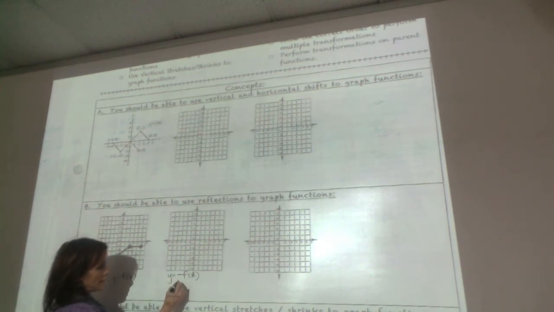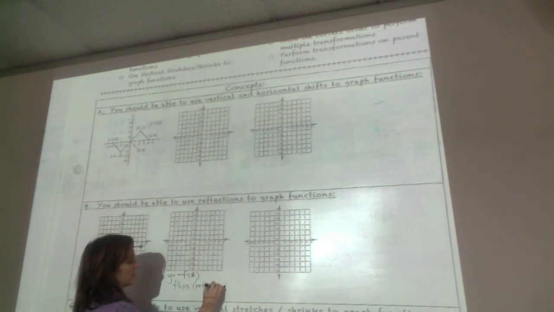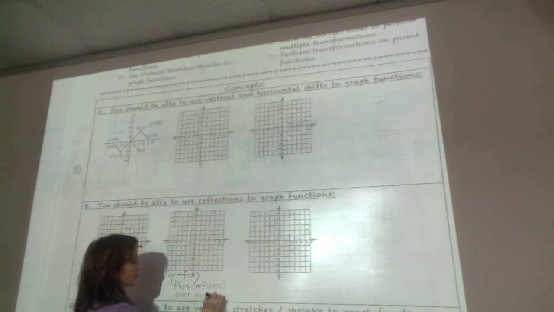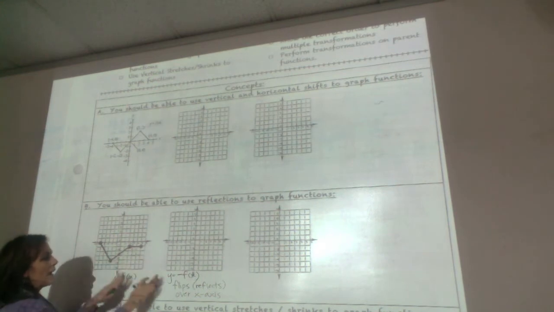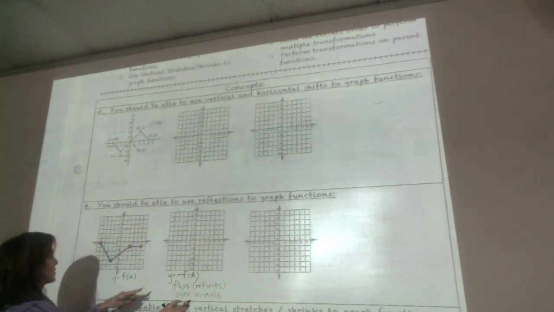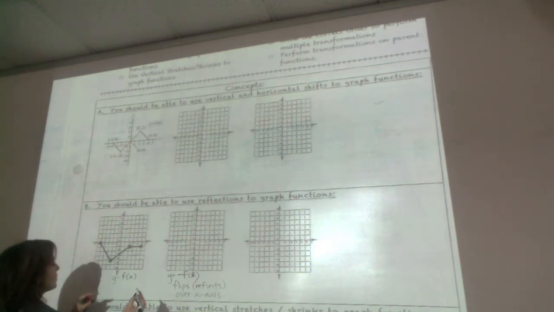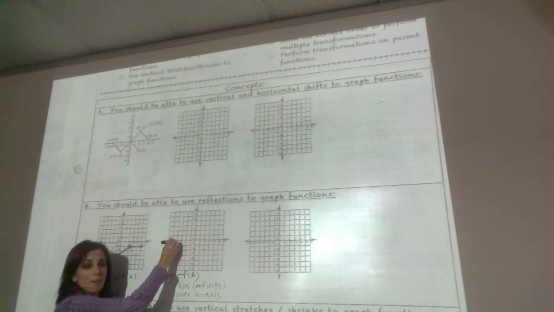Okay, and I'll talk more about that in a second. But what this does is flip or reflect over the x-axis. Okay, so let's take this graph and apply this transformation. So let's look at the first coordinate here at negative 5, 0, and I'm going to take this coordinate, negative 5, 0, and negate the y coordinate.